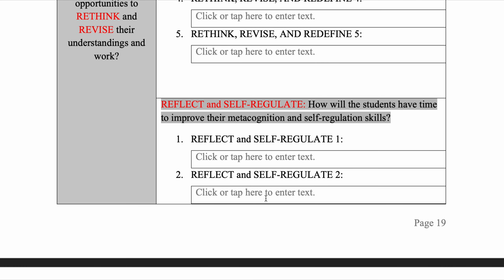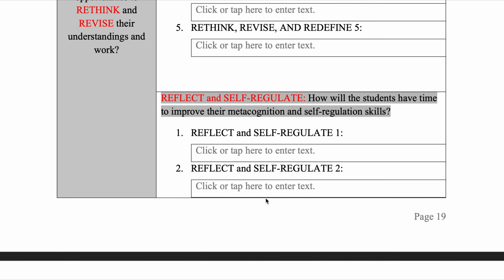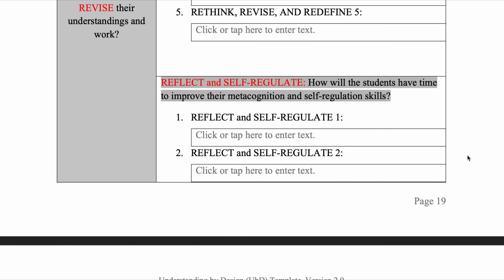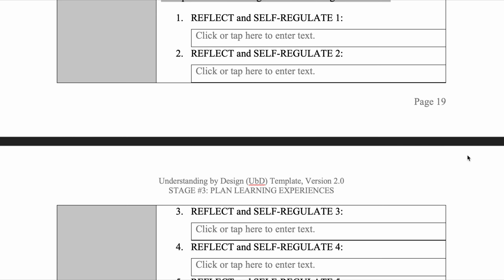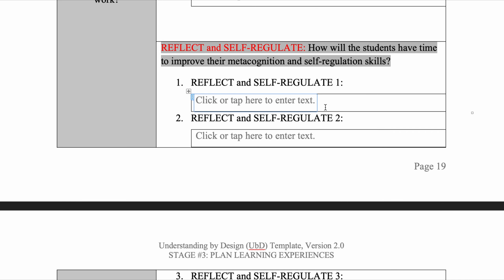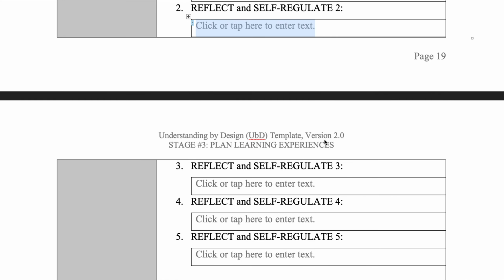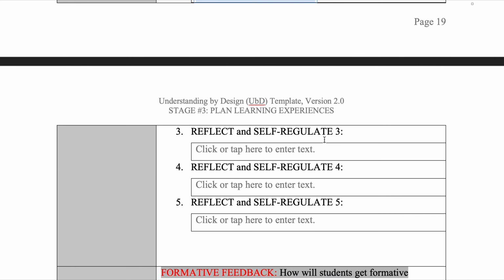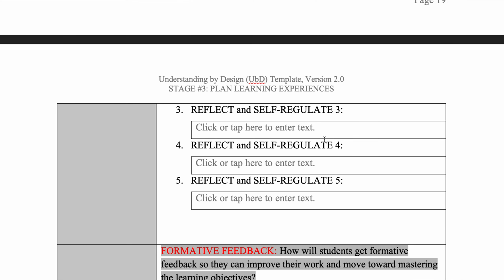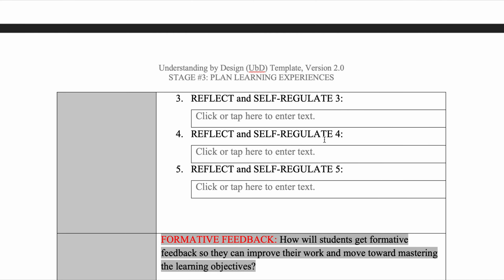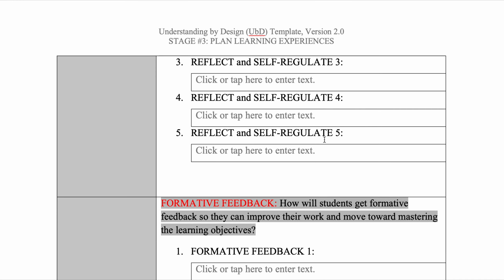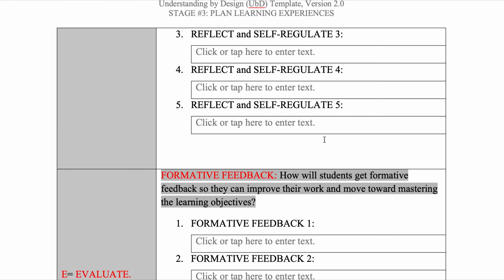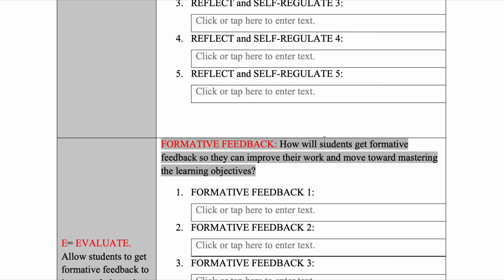For the next section, reflect and self-regulate. In this section, you will indicate how students have the time to improve their metacognition and self-regulation skills. Now, here you will just type them in these little boxes and make sure they align perfectly. And keep in mind also that ultimate big idea that you have established from the beginning, to make sure it aligns perfectly.